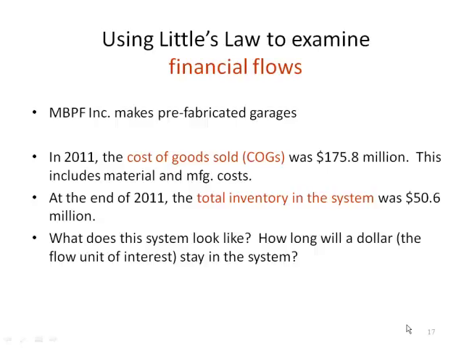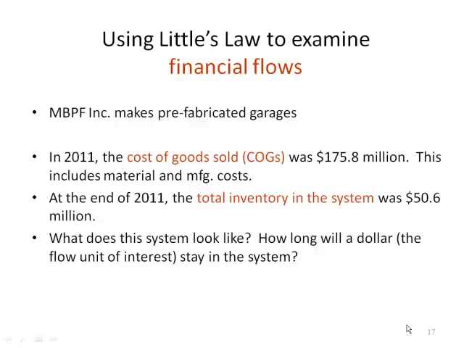So you might think about, what is cost of goods sold? Well, it's really a flow of dollars through the system. The key being that we're talking about costs, we're talking about some flow per period of time, in this case, over the year. So we have a flow rate of $175.8 million through manufacturing. At the end of 2011, the total inventory in the system was valued at $50.6 million. And that could include raw material, it could include work in process which has labor and machine costs incorporated into it. So we've got two of the variables. We've got flow rates and inventory.